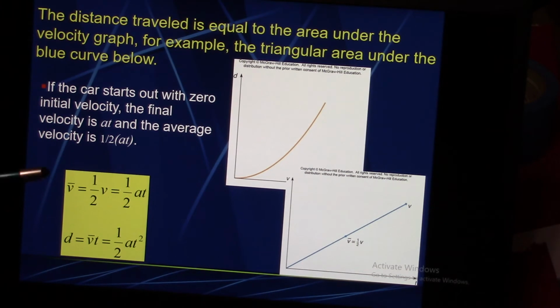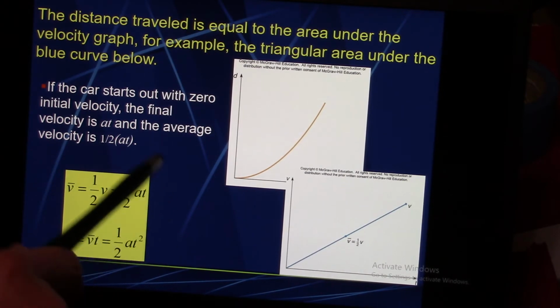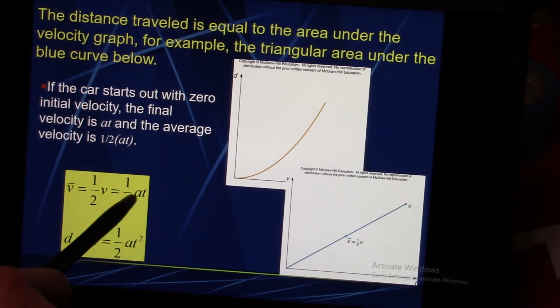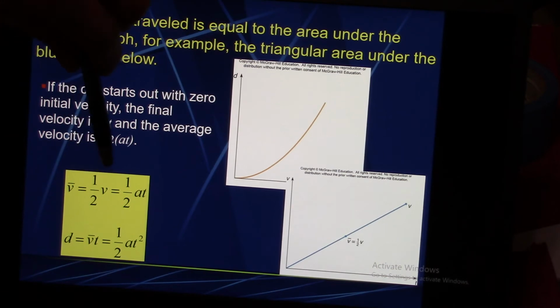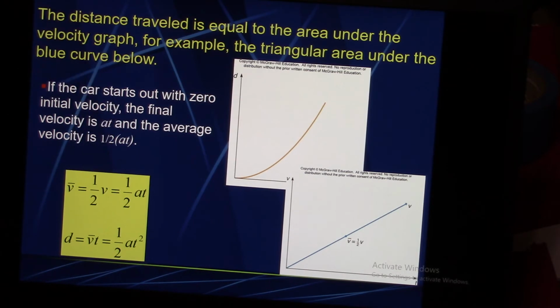Your average velocity, remember I said that, from the other graph, it was 1/2 v, if you go back a couple slides. Well, then also it says that your velocity is equal, if you multiply acceleration by time, that gives you velocity too. So your velocity is also equal to 1/2 your acceleration times your time, right? Now distance, so if you multiply acceleration by time, you get velocity. But look what happens. If you multiply velocity by time, you get distance.